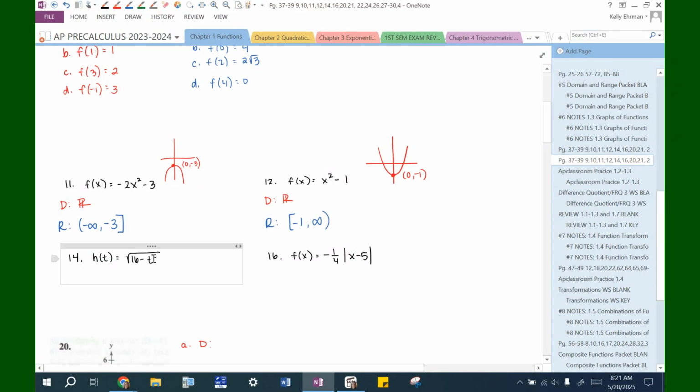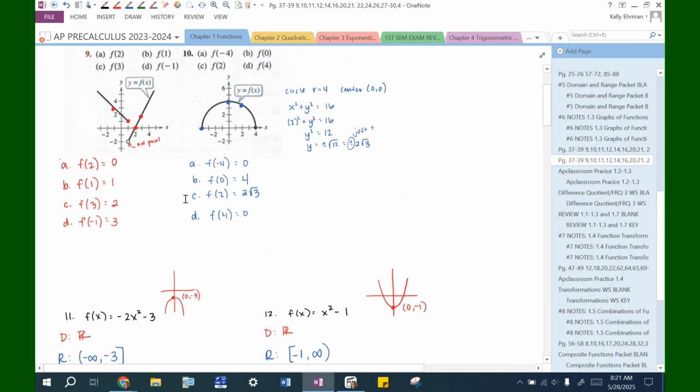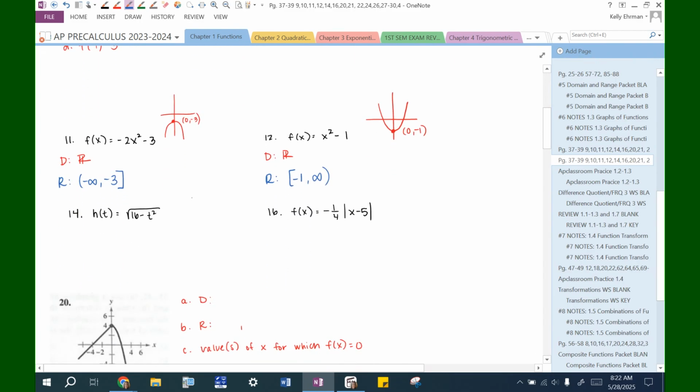Now, the radical 16 minus x squared, we actually just looked at this. That's what this equation is. This is x squared plus y squared equals 16. But if you were to solve that for y, you get 16 minus x squared. And because this is the top half, so all of these y values are positive, y would equal the positive square root of 16 minus x squared. So we already know what this graph looks like.